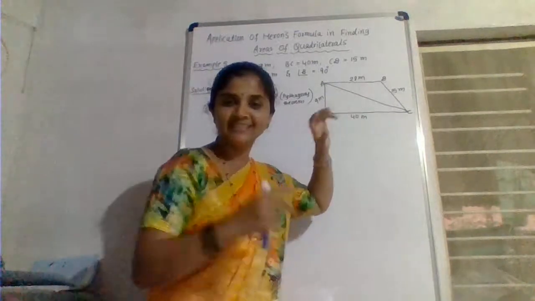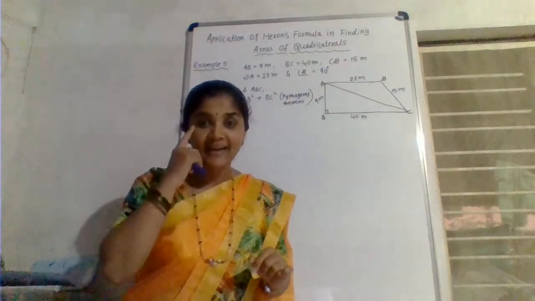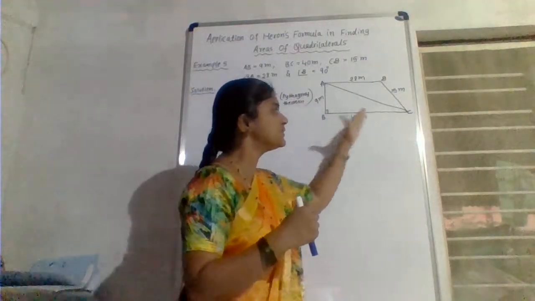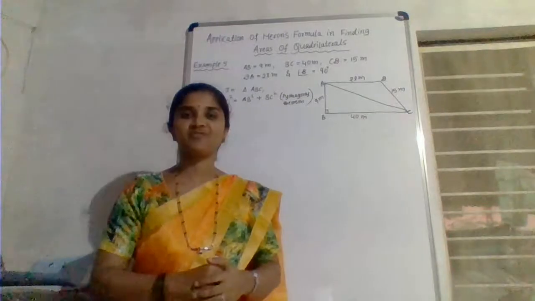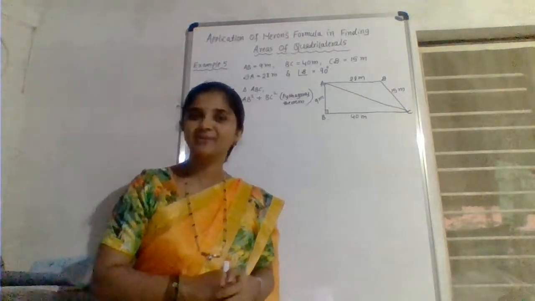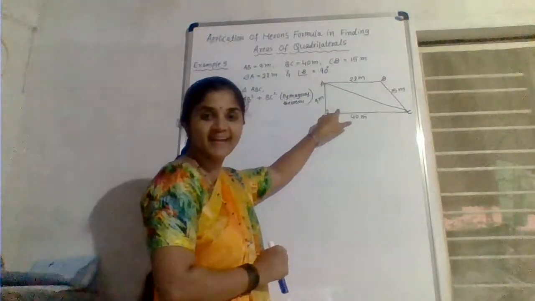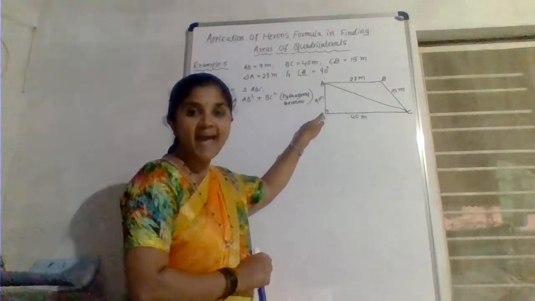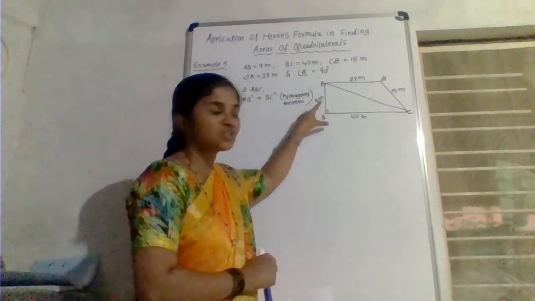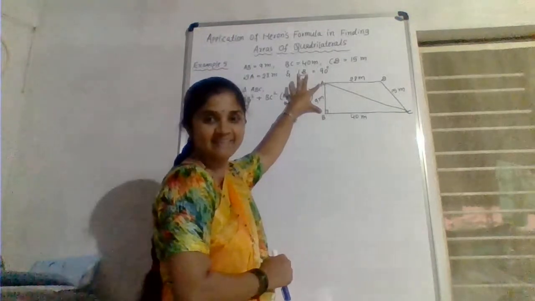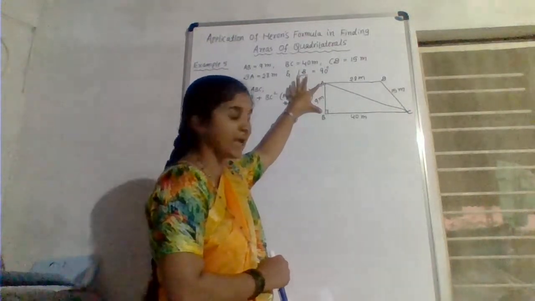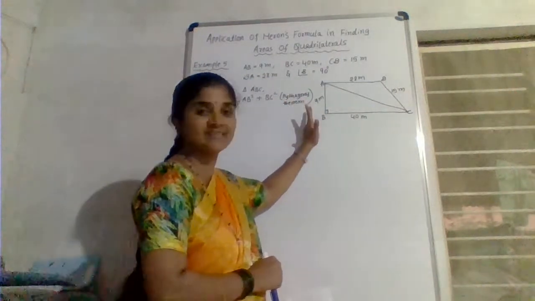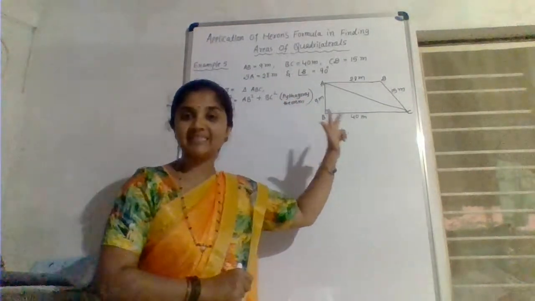I think some students are thinking that they can use half into base into height formula also. Yes, of course. For this triangle, the 90-degree measurement is given. Angle B is 90 degrees, so it acts like a height, a perpendicular line. Then the area of this triangle we can easily find out using half into base into height.